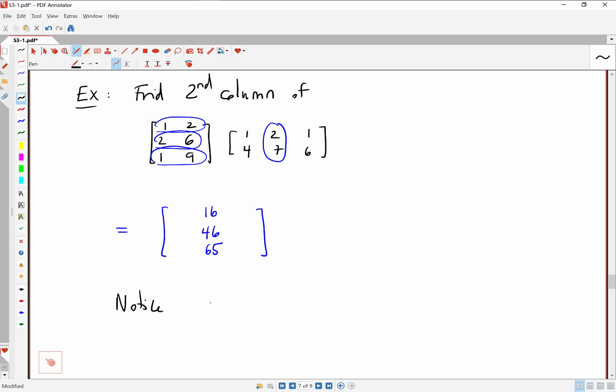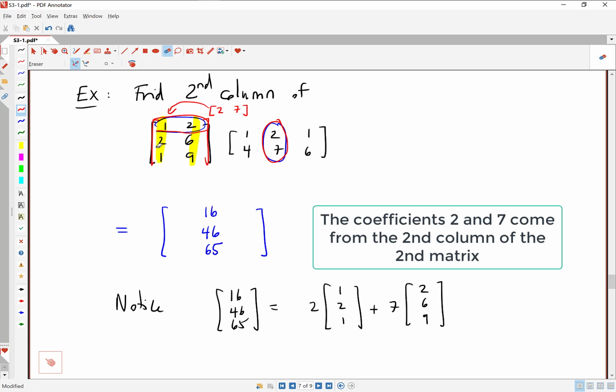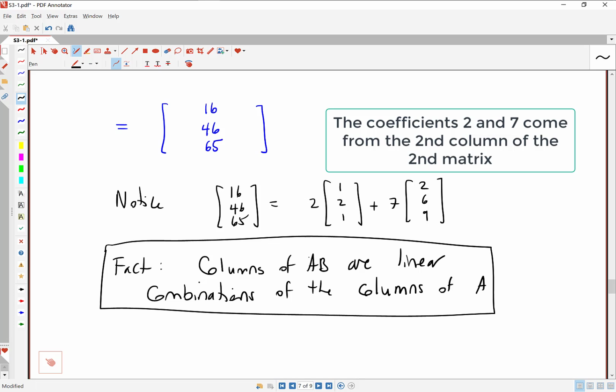So notice that there's a different way of thinking about this column that we just produced. This column is actually a linear combination of the columns of the first matrix. It's actually 2 times (1, 2, 1) plus 7 times (2, 6, 9). So the thing we're trying to take away from this is that the columns of the product AB are linear combinations of the columns of the first matrix A. And we're going to see this again in section 7.3. So we basically think about this here while we're on the topic of matrix multiplication.